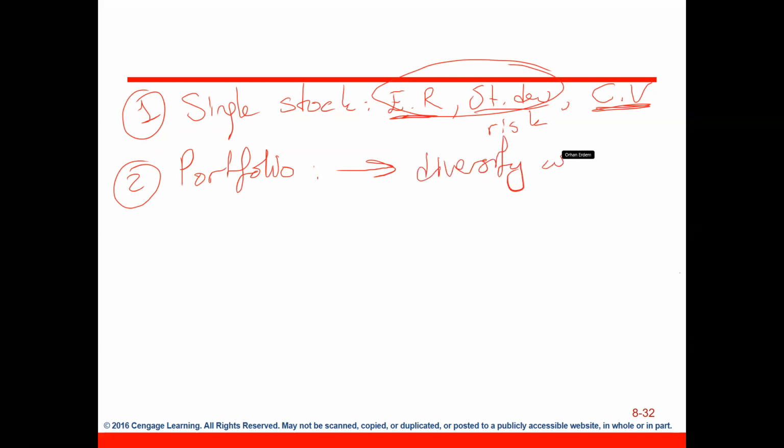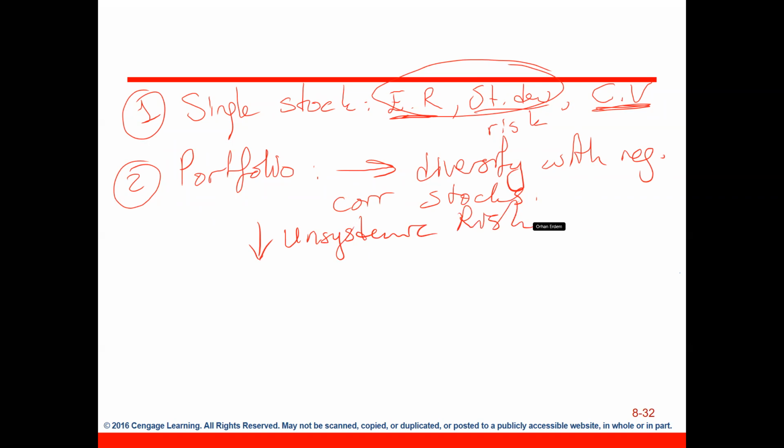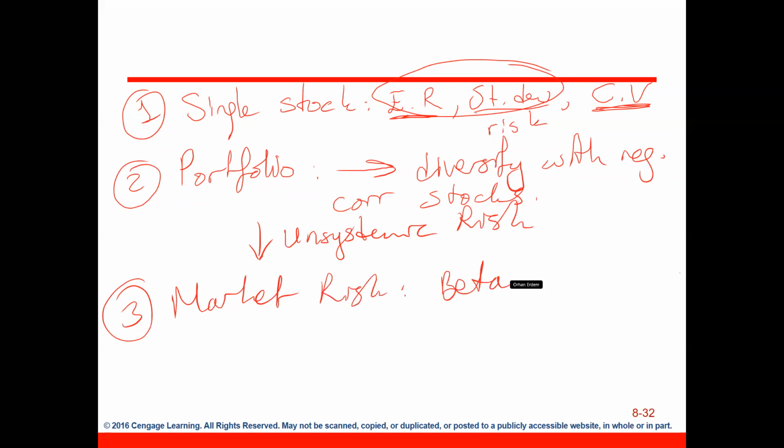with negatively correlated stocks. So this will decrease the unsystematic risk. But what if there's a systematic risk, which is called market risk? For market risk, we measure it by something called beta. Unsystematic risk is measured by standard deviation. Market risk is measured by beta.